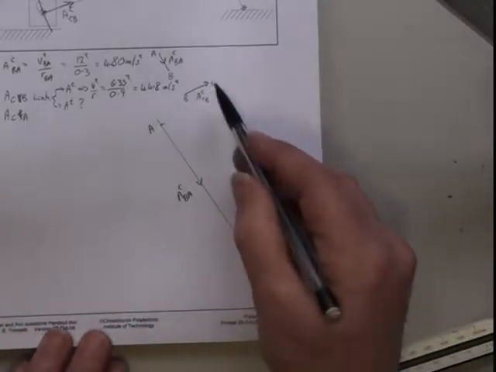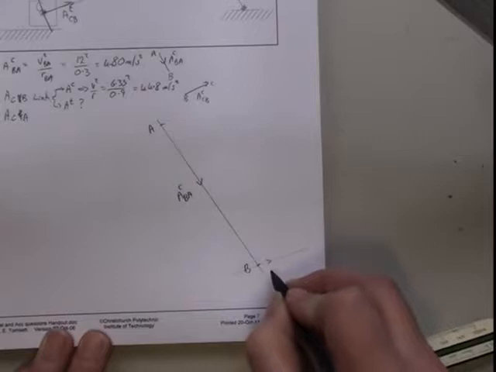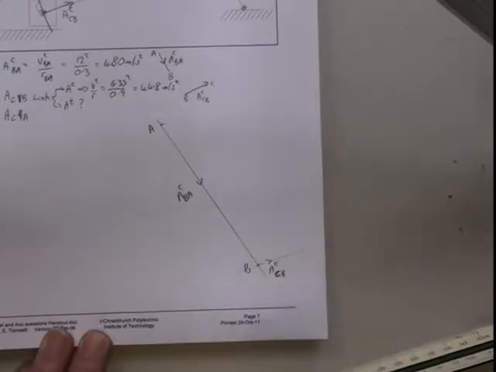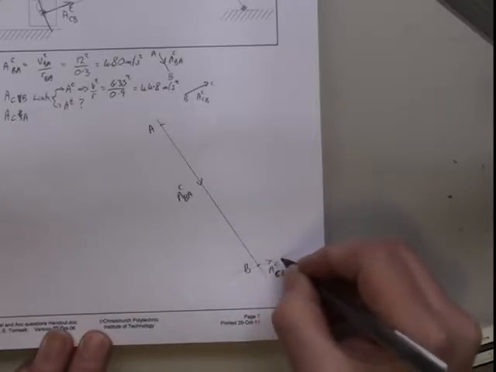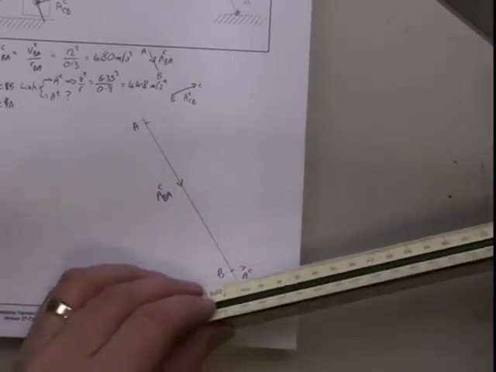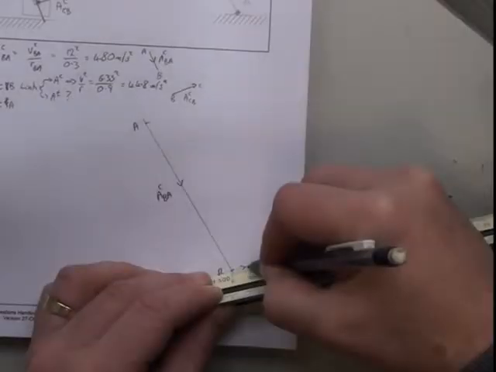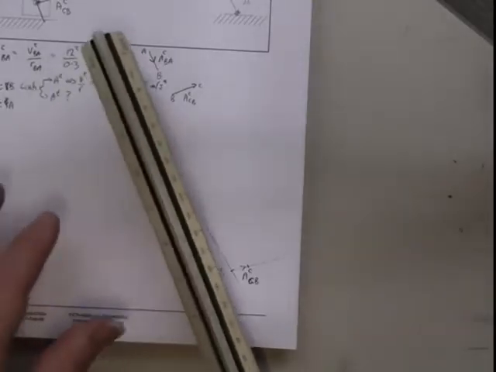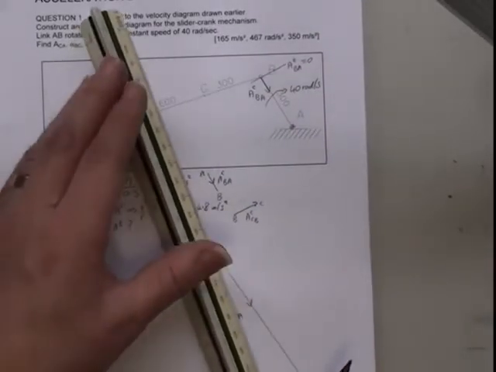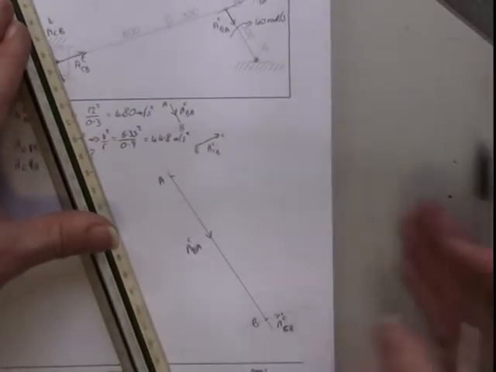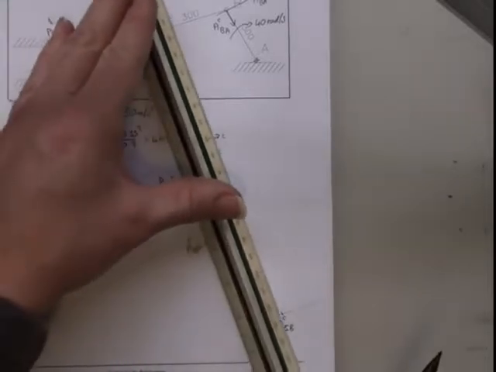I know it's going away from B, so it's going to be going that way: AC, CB. This is only part of the acceleration, and we know that it's also 44.8 long, something about that long. Now I can put on my tangential acceleration, at 90 degrees to this one, and here I need to draw through this point.